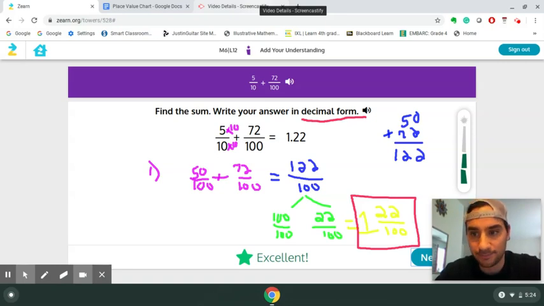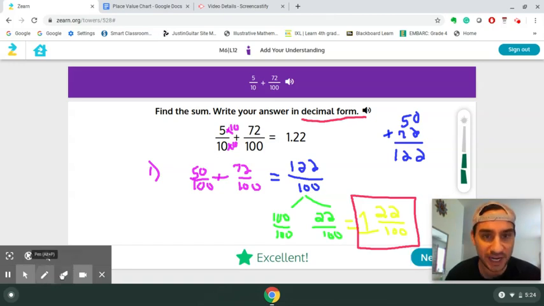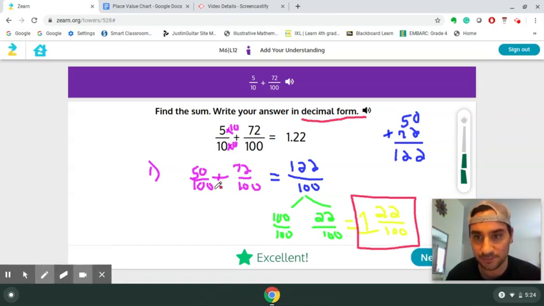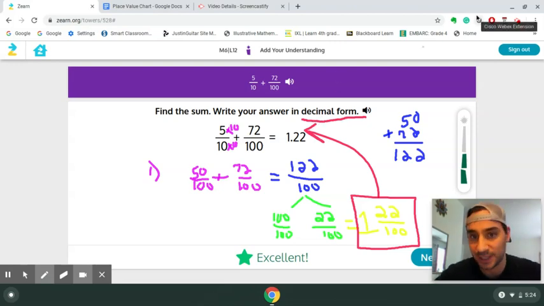Now, my friends, this problem right here, you're going to have a very similar problem on your exit ticket. Okay? So make sure you're doing these steps in order. Start by changing your tenths to hundredths. Then add them together. Then pull out a whole number if you have to, 100 hundredths. And then you can list it as a fraction and change that to a decimal if you have to at the end.